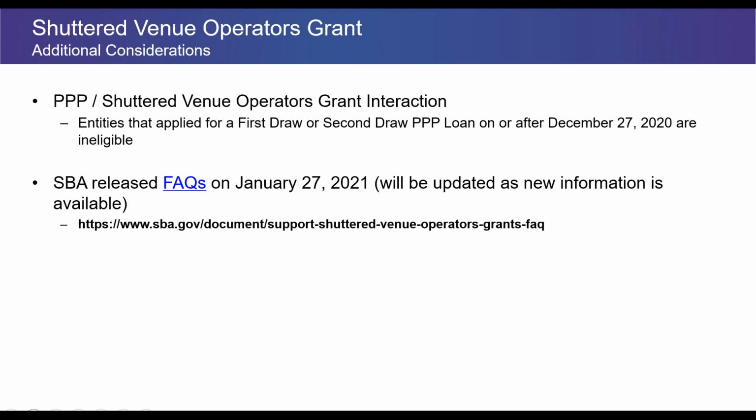And lastly, because this is a webinar focused on PPP, for the most part, just know that entities that applied for a first draw or second draw PPP loan on or after the 27th of December last year will not be eligible. So you see here that the SBA released FAQs about a week ago. This link is hot, so when you do get the deck, you can click on that link, or you can just paste that address into your browser and pull it up. And they will be updated, so hopefully once we see new information, we'll make you aware that it is out there.